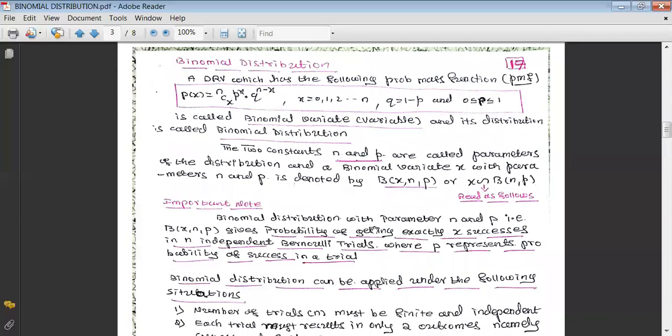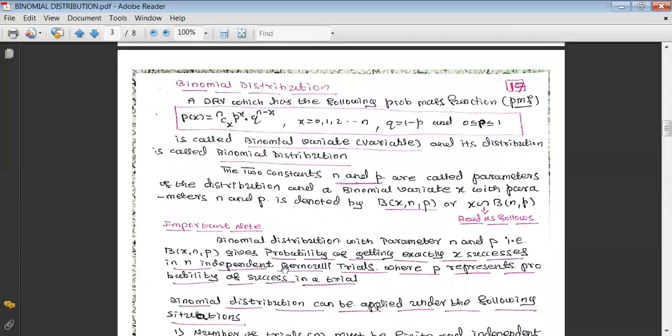Now let us discuss the second important distribution, called the binomial distribution. As we already said, every distribution has one function, a probability function known as the probability mass function, and the constants in that function are referred to as the parameters of the distribution.